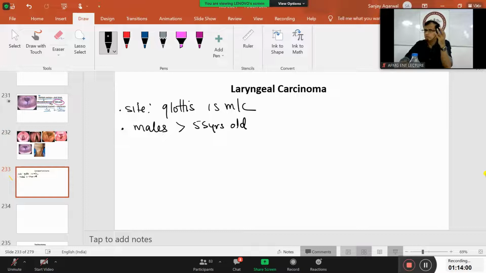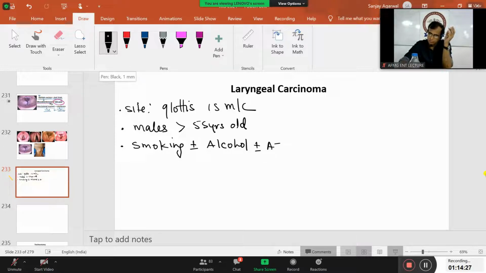And we all know the causes. Mainly, smoking is number one cause. Plus alcohol is number two cause. And any other? Asbestosis. Smoking, alcohol, mainly, but asbestosis can also cause laryngeal carcinoma.